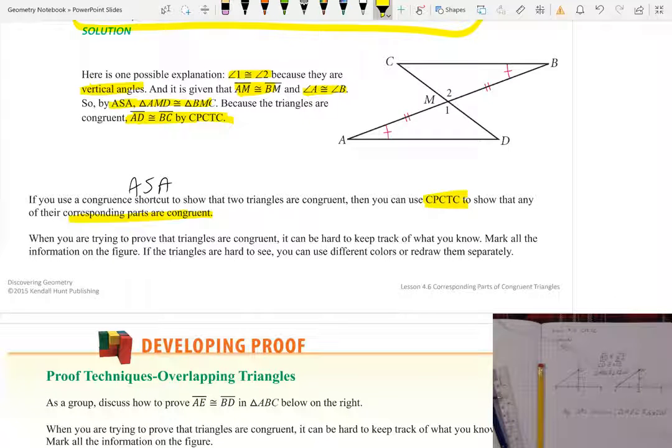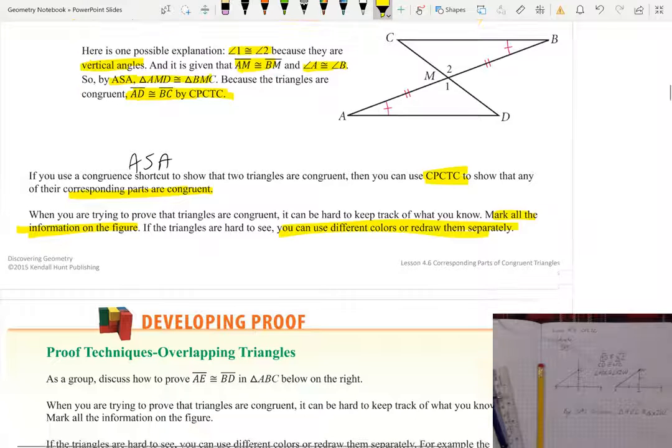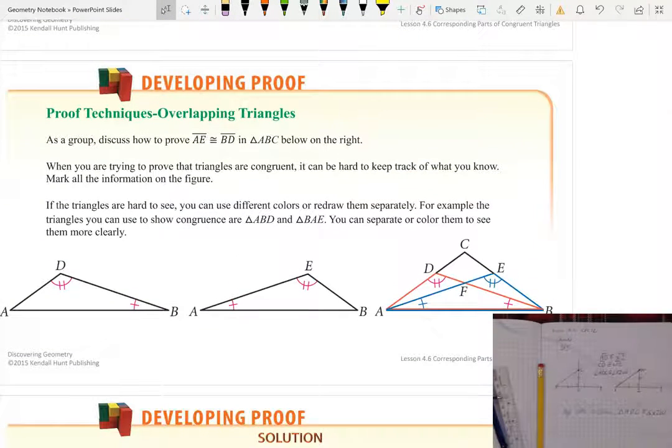When you are trying to prove that triangles are congruent, it can be hard to keep track of what you know. Make sure to mark all the information on the figure. If the triangles are hard to see, you can use different colors to redraw them separately. That would be very helpful. For example, in this proof, as a group, you're going to discuss how to prove AE congruent to BD.